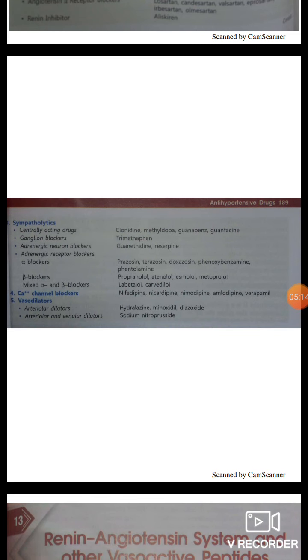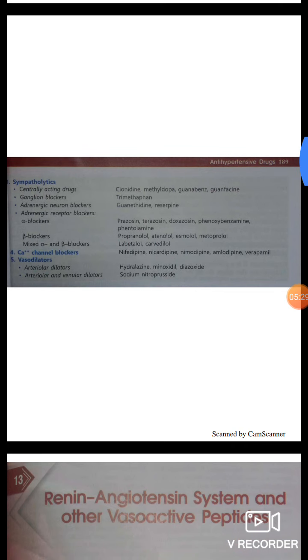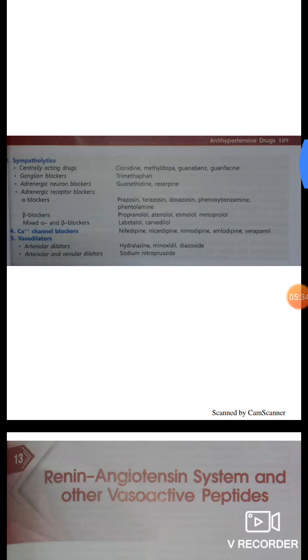Then the second one is ganglion blockers. It includes trimethaphan. Then adrenergic neuron blockers. It includes guanethidine and reserpine. Then the fourth class is adrenergic receptor blockers. Adrenergic receptor blockers are again classified into three separate classes.